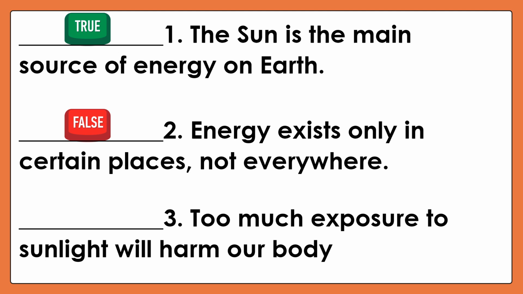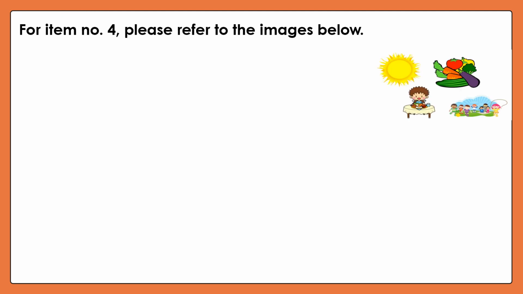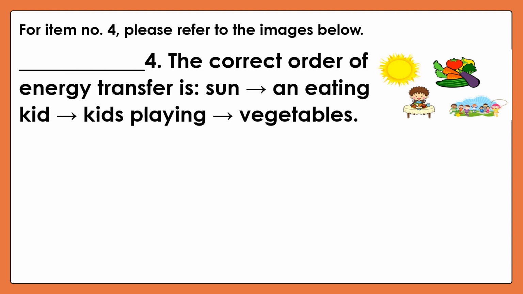Number 3, too much exposure to sunlight will harm our body. Is it true or false? The answer is true. For item number 4, please refer to the images below. The correct order of energy transfer is sun, an eating kid, kids playing, and vegetables. The answer is false.